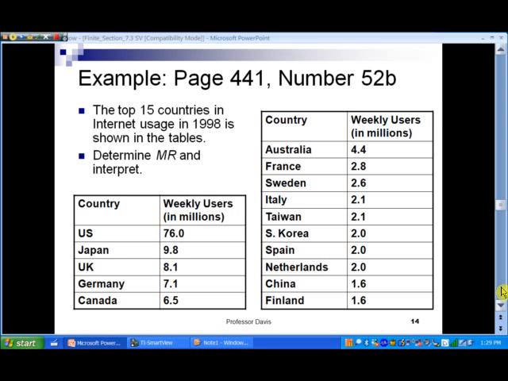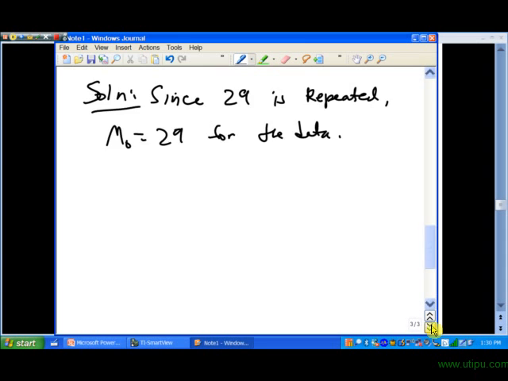So it's kind of the opposite of a measure of centrality relative to the median, in that it's very susceptible to outliers. All right, let's take a look at an example of how we compute the mid-range when we have a set of data in slide number 14. It says the top 15 countries in internet usage in 1998 is shown in the tables. Compute the mid-range. All right, let's take a look at the data here. Now, conveniently, the data is already ranked for us since it's in a list. The largest data item is 76, and the smallest down here is Finland, 1.6. So there's our maximum and minimum values. So we can use those now to go ahead and compute the mid-range.